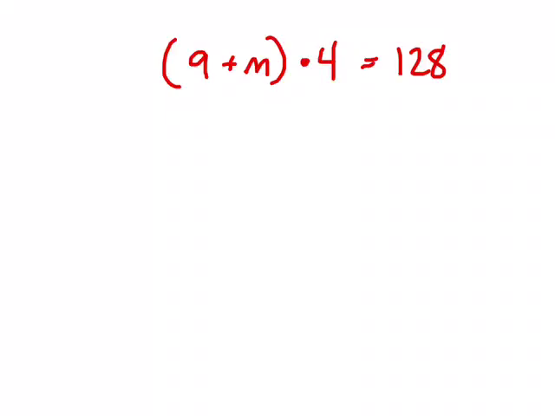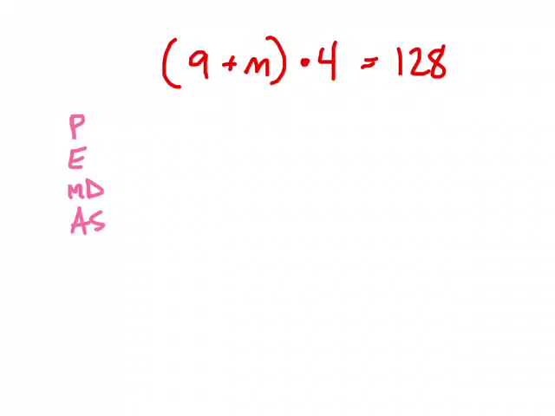This isn't going to come up quite as much, but let's do one where we do have a parenthesis, because it does happen. Let's say in parentheses 9 plus m, times 4 equals 128. Well, as always, I'm going to be coming back to that idea of order of operations and thinking about what has happened and in what order.